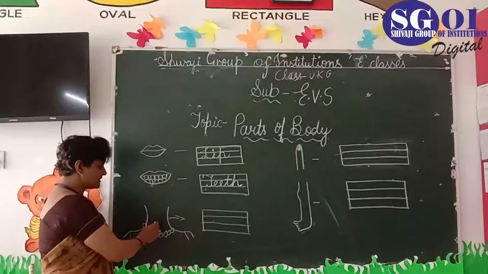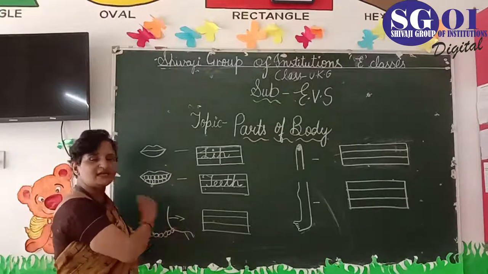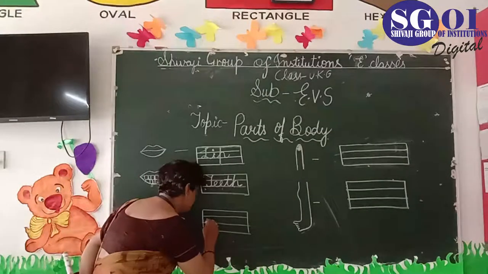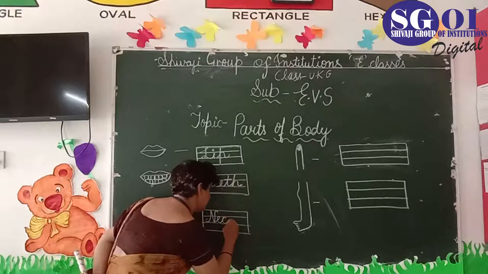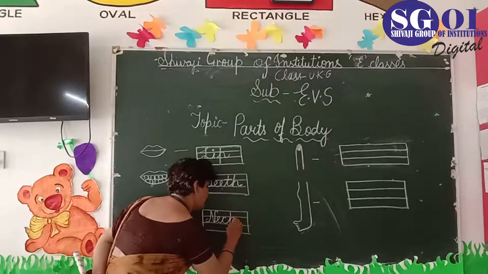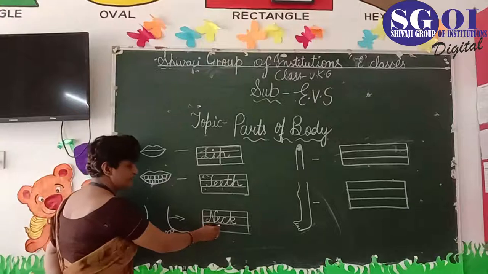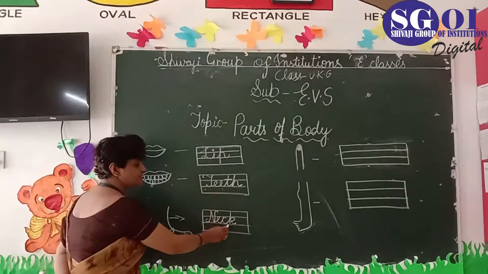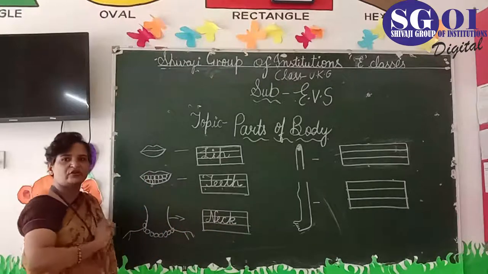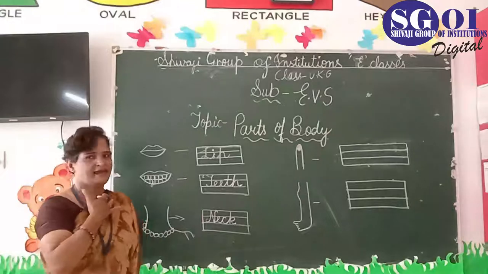Next is neck. This is a picture of a neck. So we will write here neck, okay. N, E, C, K, neck. Say with me and write N-E-C-K, neck. We rotate our head with the help of neck like this, okay.